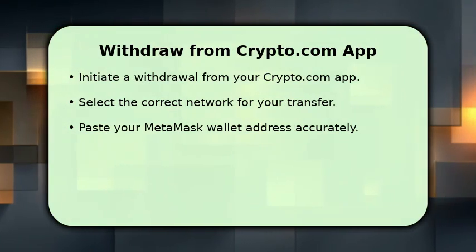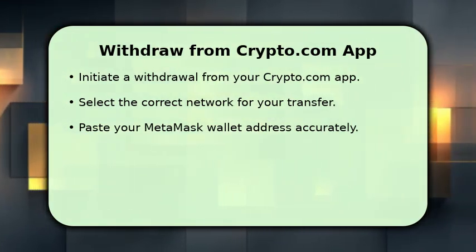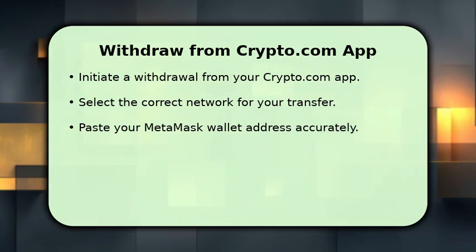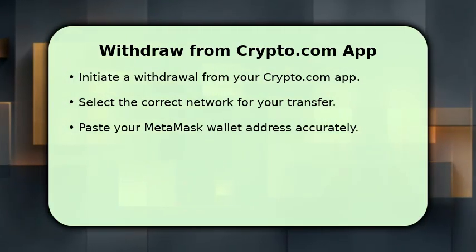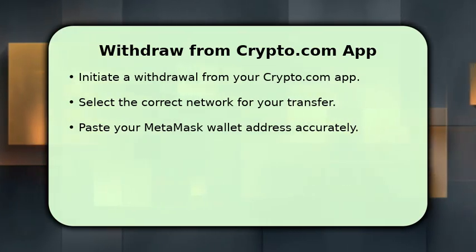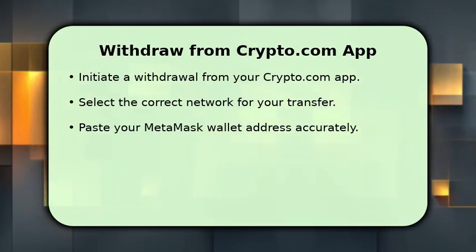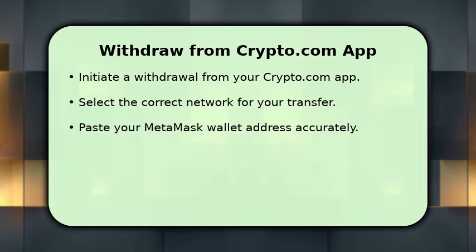Now, let's move to your Crypto.com app to initiate the withdrawal. Select the cryptocurrency you wish to transfer and choose the withdraw option. It's crucial to select the Crypto.com chain network for this transaction. Carefully paste your MetaMask wallet address into the recipient field. Always double-check the address to prevent funds from being sent to an incorrect destination.